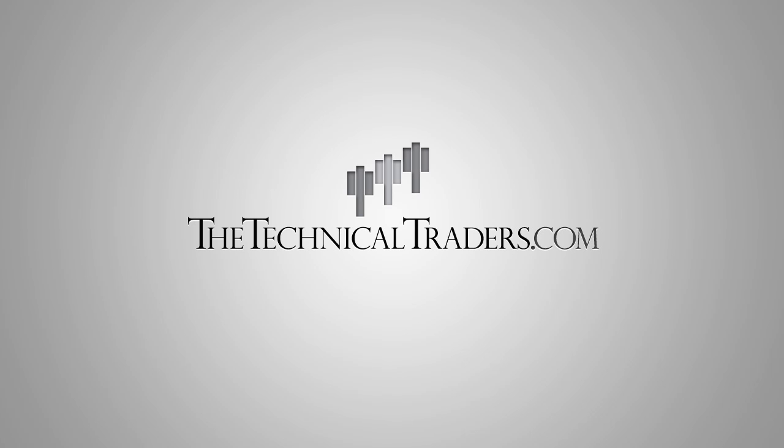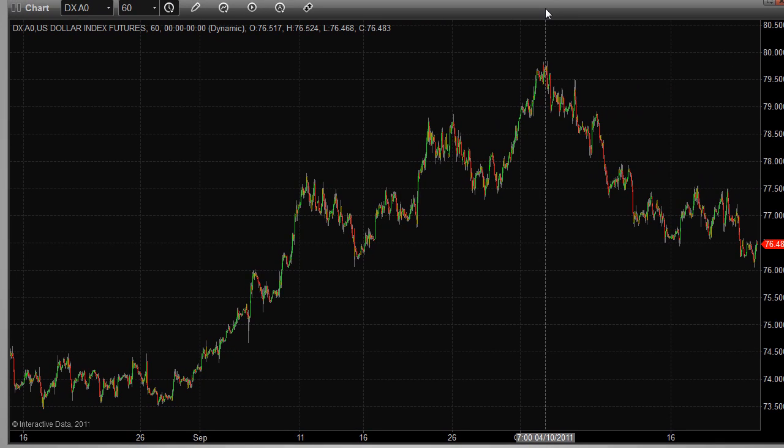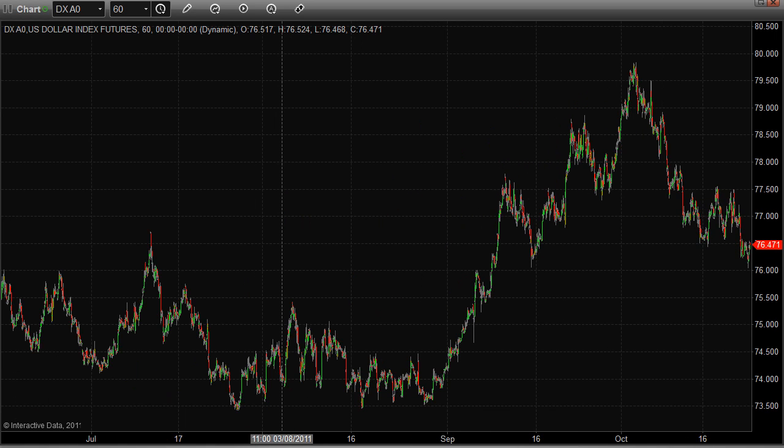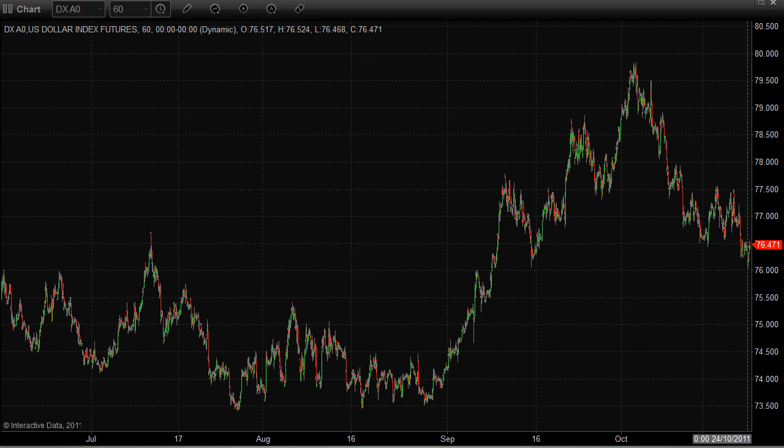Anyways, we're going to jump into the morning charts here and start off with the US dollar index. Now, here we've got the 60-minute chart, and I am zoomed out a couple months here. If I zoom out just a little bit more, you'll be able to see that the recent price action in the dollar index, we've had a nice sell off.